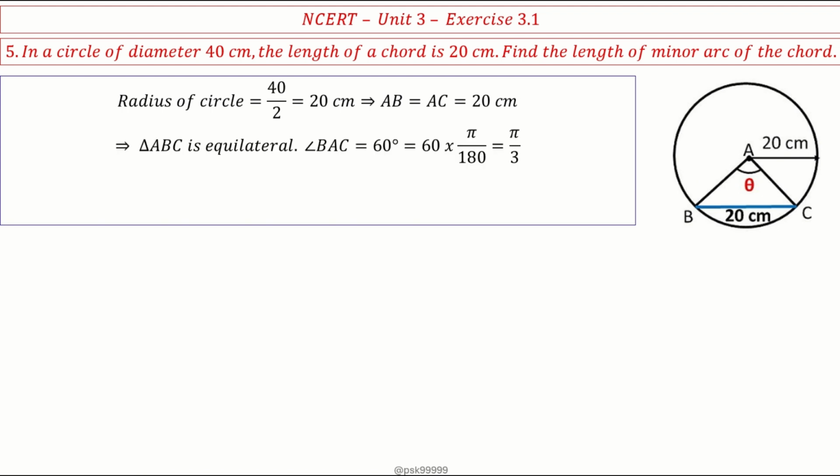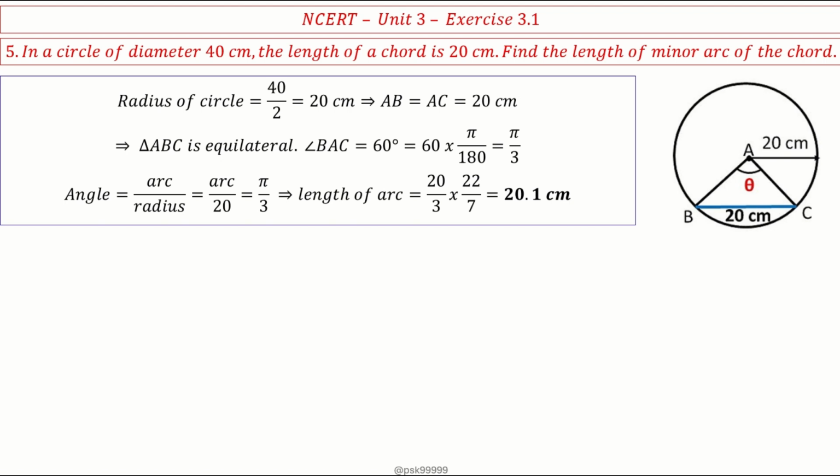So ABC is an equilateral triangle. BC is 20, AB is also a radius, which is 20, and AC is also a radius, which is 20. So all three sides are the same, so it's an equilateral triangle. We know an equilateral triangle's angle is 60 degrees, so theta is equal to pi by 3. Once you know the angle in radians, the arc is equal to 20.9 centimeters. You substitute, right? Angle equals L by R. So that's what I did. Next.